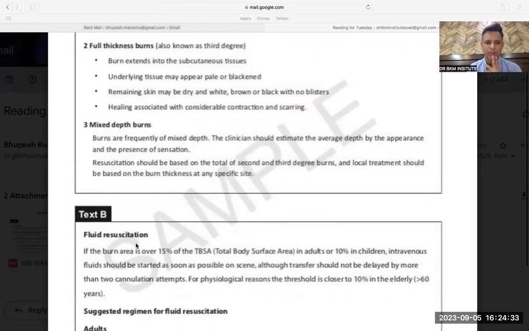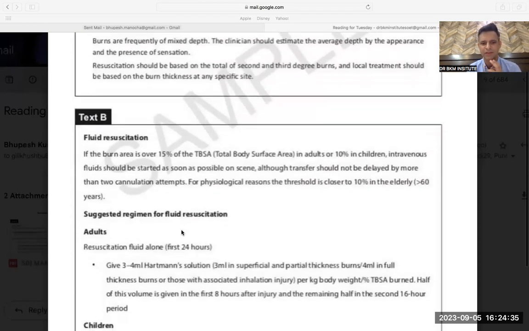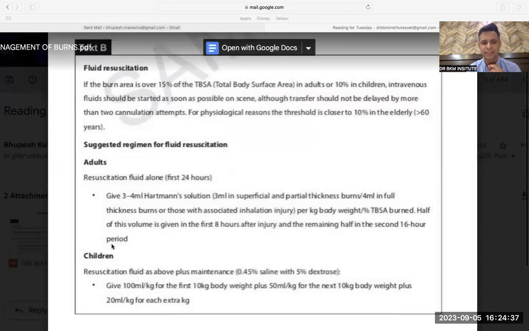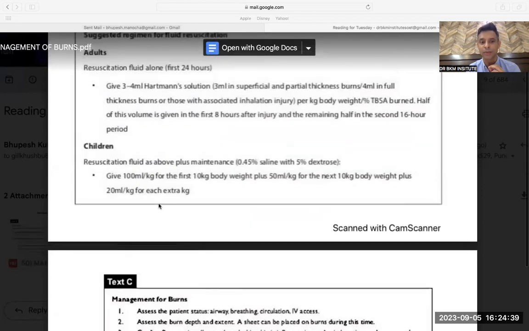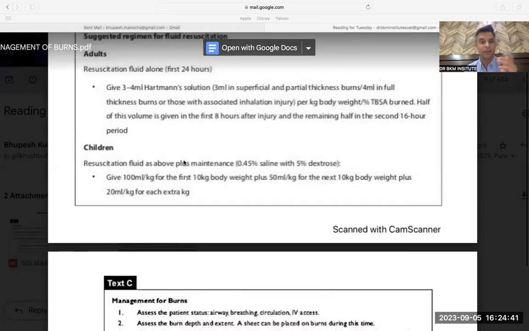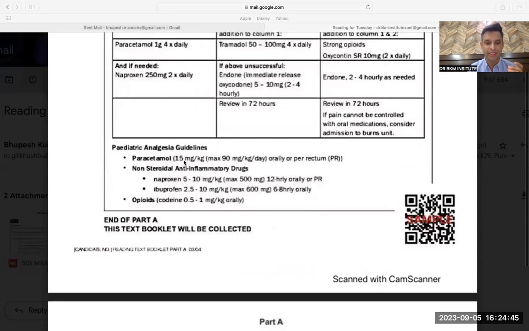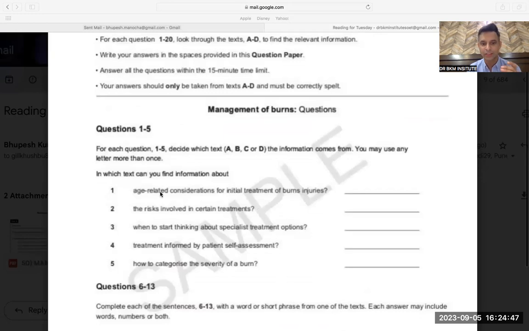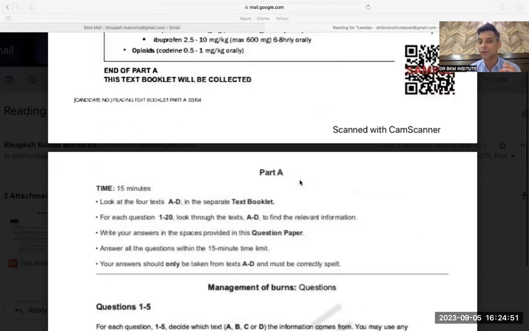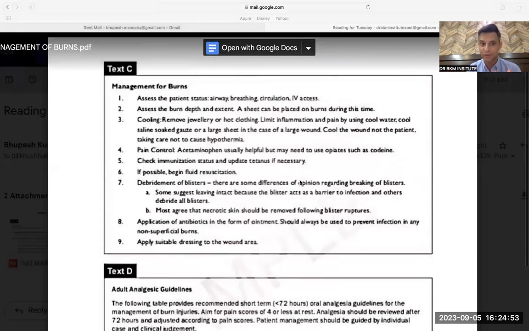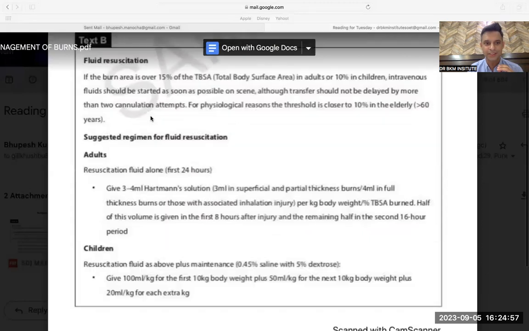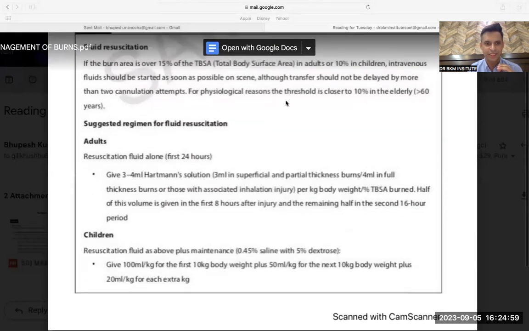Then it says fluid resuscitation, a suggested regimen for fluid resuscitation, adults, children. Now it is talking about age. So most probably my age-related question should be B, age-related considerations, adults and children. That is how easy it is when you do not panic. It can be wrong as well, I'm not quite sure. Then it talks about resuscitation, then burn surface area.